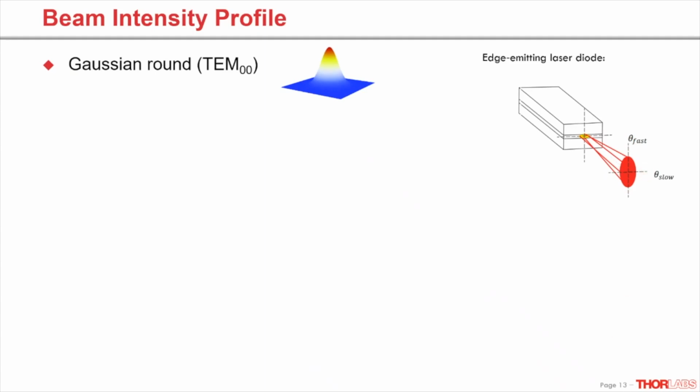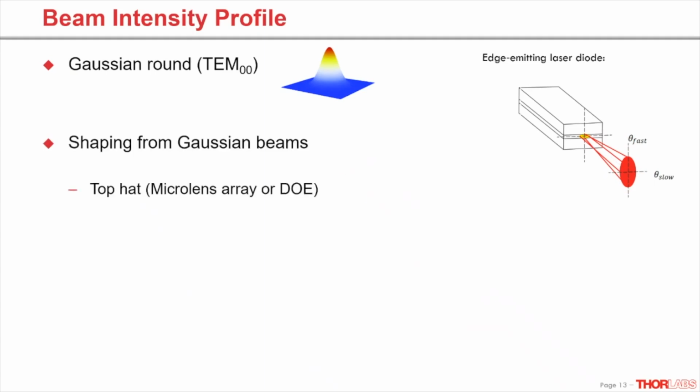In addition, it is possible to form other important beam shapes from Gaussian beams. First to mention is the top hat shape that can be formed with microlens arrays or diffractive optical elements. The cross-section is basically a cut-off bell curve and is used when it comes to the necessity of a homogeneous illumination, for example, of biological probes.